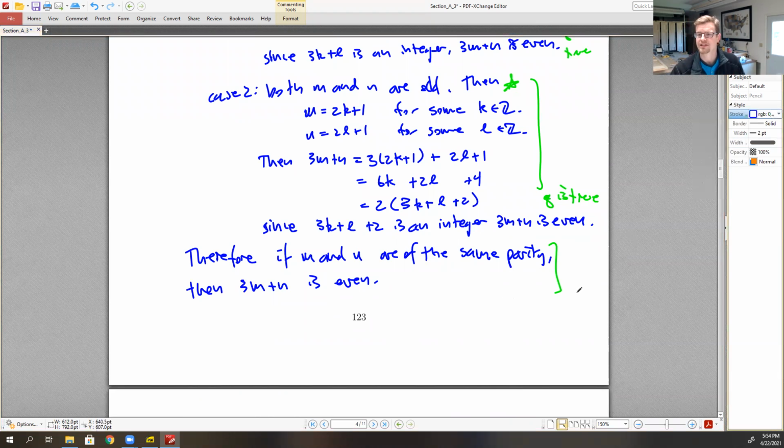And of course, don't forget to indicate the end of your proof. Since we were able to prove it and we're done, we indicate the end of the proof. All right. So that is an example of a direct proof that requires cases.